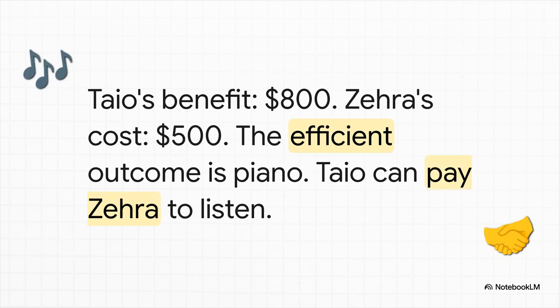But what if we flip the numbers? Now let's say Tayo's benefit from playing is $800 and Zara's cost is only $500. Now the efficient outcome is for him to play. Even if Zara has the legal right to make him stop, Tayo can offer her $600 to let him keep playing. She'll take that deal in a heartbeat because $600 is way better than the $500 headache. So again, they reach the efficient outcome through bargaining, regardless of who had the rights to begin with.